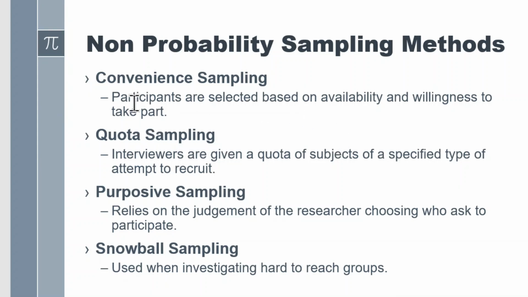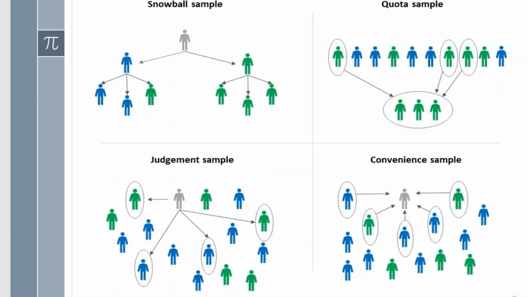So we have four types, namely convenience sampling, wherein participants are selected based on availability and willingness to take part. Quota sampling, where interviewers are given a quota of subjects of a specified type to attempt to recruit. Purposive sampling relies on the judgment of the researcher in choosing who to ask to participate. And lastly, we have snowball sampling, which is used when investigating hard to reach groups.